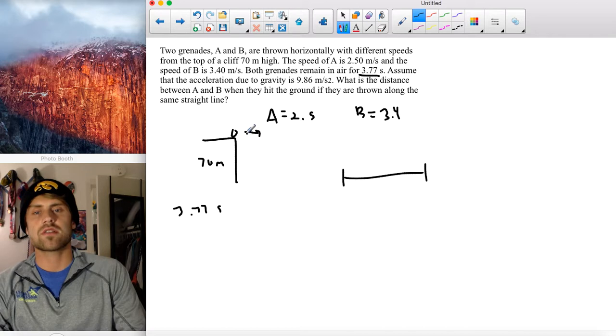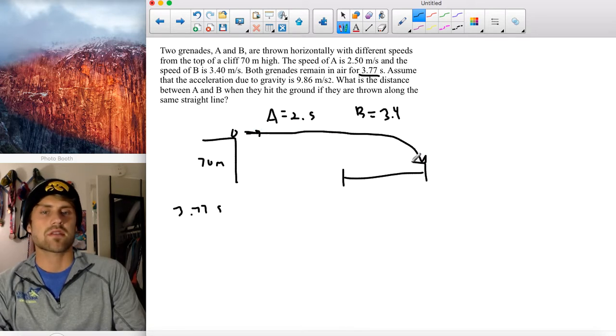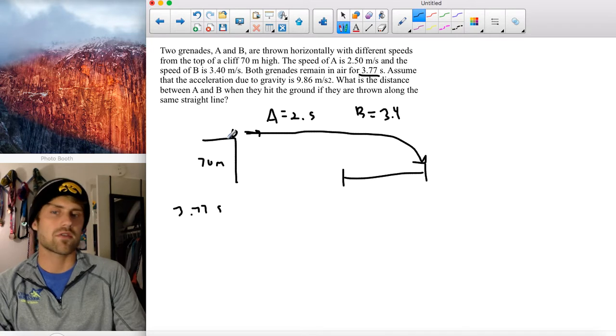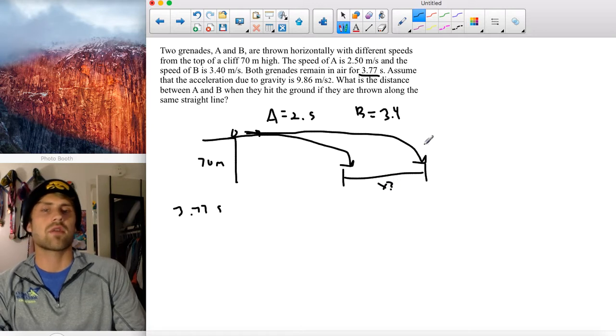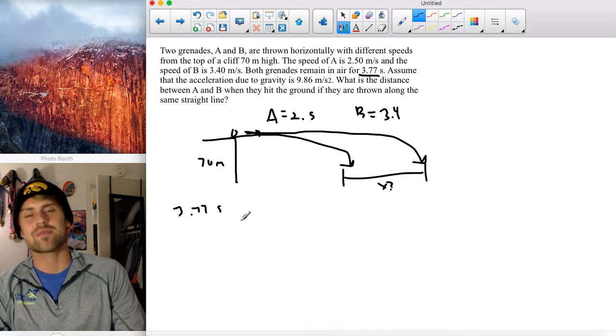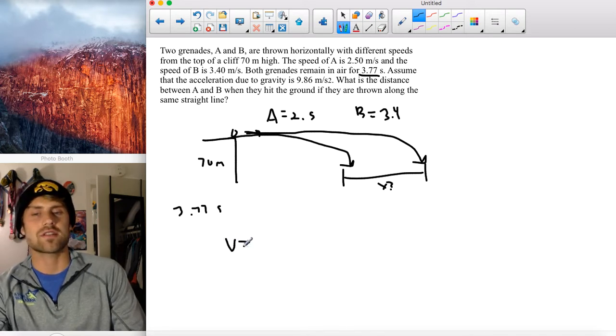An object that's going faster is going to go farther. So B, and this is a funny looking line, is going to fall further, and A is going to fall here. So what is this guy? The way I would do that is I would just find out how far they each go. This one's going to be really simple because we know V is equal to D over T. And we can rearrange that and go velocity times time gives us our distance.